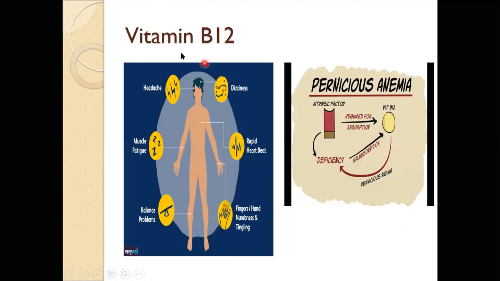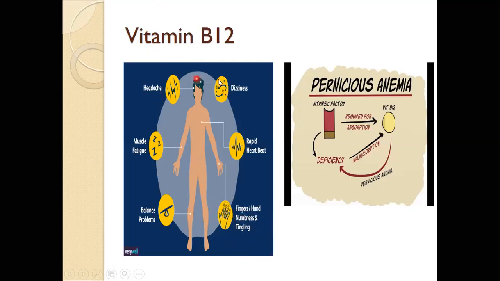فلو بصينا كده على B12 deficiency هتلاقي المريض بيشتكي من أعراض كده مختلفة. Patient will complain from headache, dizziness, rapid heartbeat, muscle fatigue, balance problems, fingers and hands tingling and numbness, and these are the most important due to peripheral neuritis.